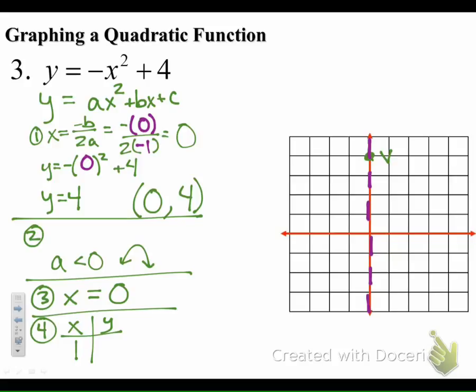So if I plug in 1, I get 3. So I get a 1, 3 is what I'm mapping. That point 1, 3. I got to map it to the other side of that axis of symmetry.